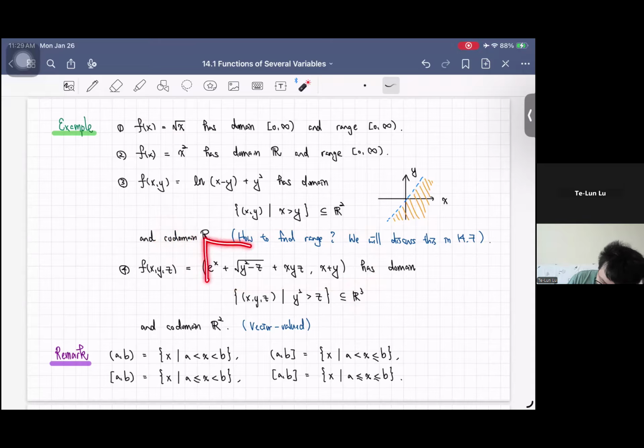You have two components of this function. The first coordinate is x, e to the x plus the square root of y squared minus z plus xyz. And the second coordinate is x plus y. So it basically sends a three-dimensional coordinate to a two-dimensional coordinate, right? So on the plane side, we know that it always sends things to R2.